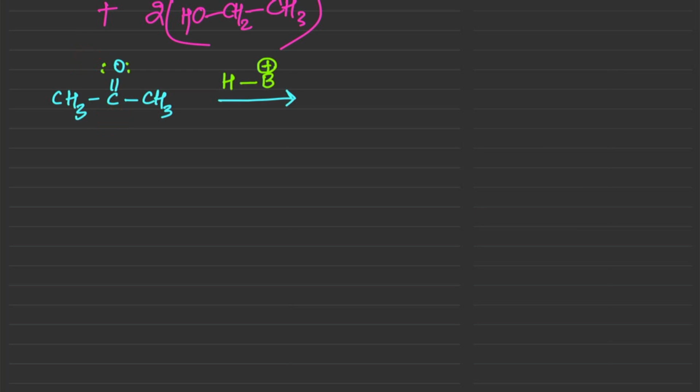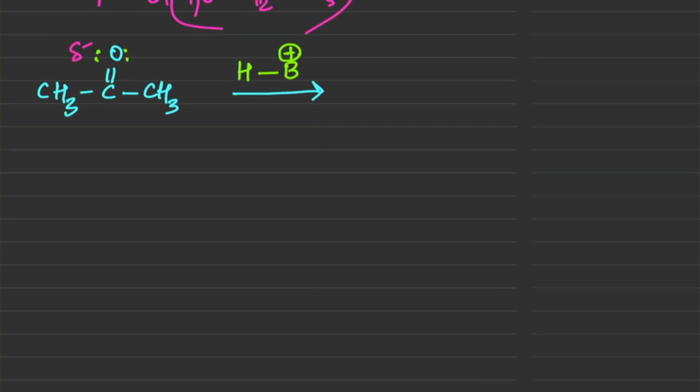Let's draw that out. We know carbon has a partial positive charge and oxygen has a partial negative charge. In this case, when you draw the arrow, this is where students make mistakes. They draw it like this, which is wrong. You should always draw the arrow from the electron.